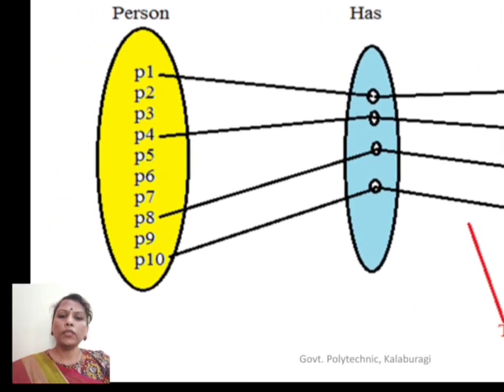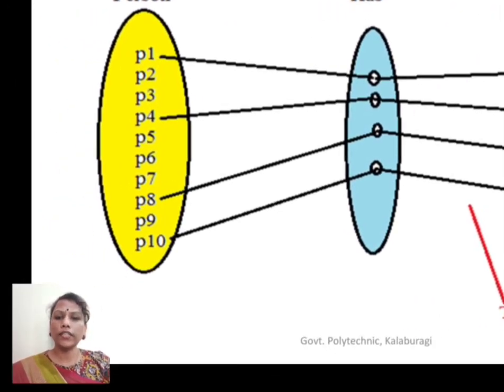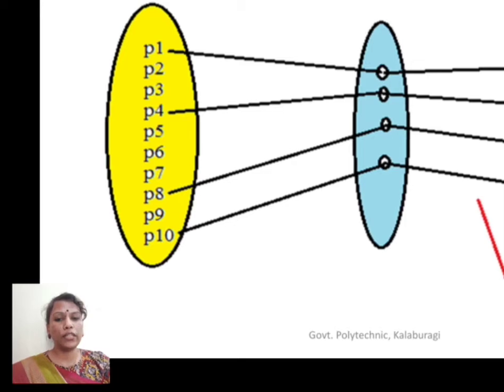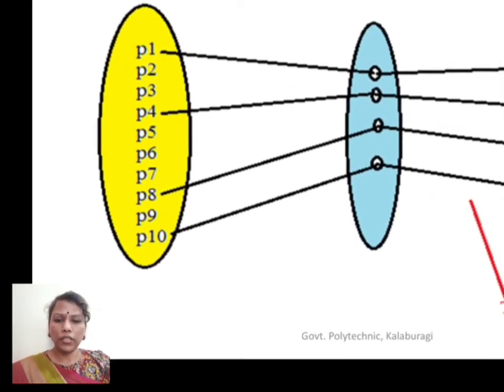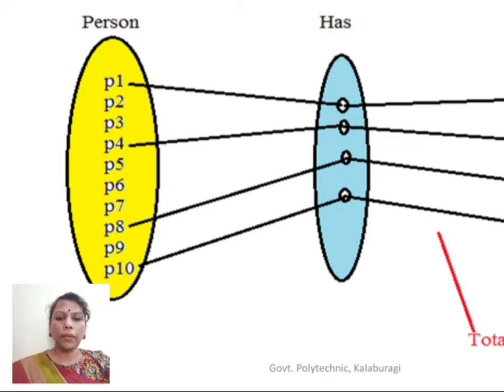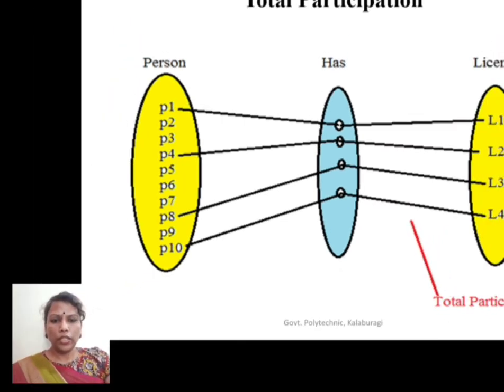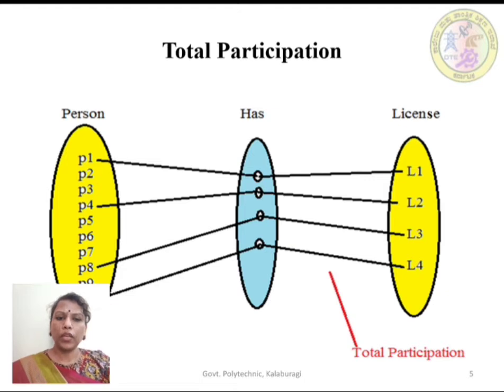Then what about this person? Here not all the entities are participating. Only a few entities are participating in the has relationship, right? So this is called partial participation. In this has relationship, license is totally participating, whereas person is partially participating in the has relationship.